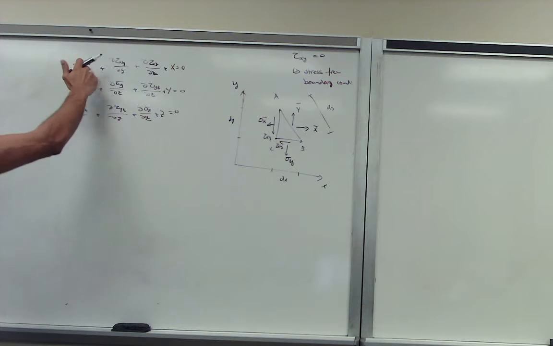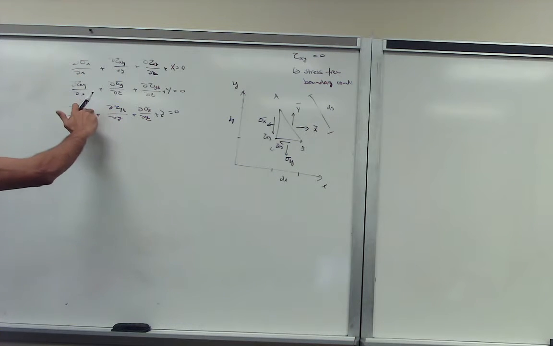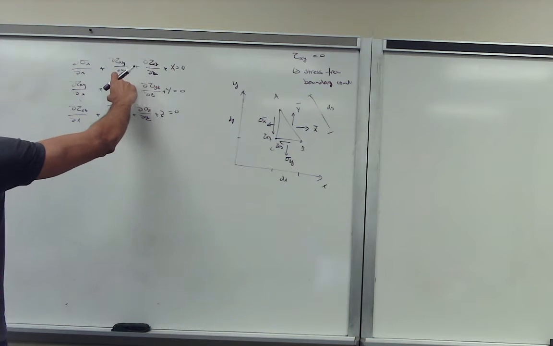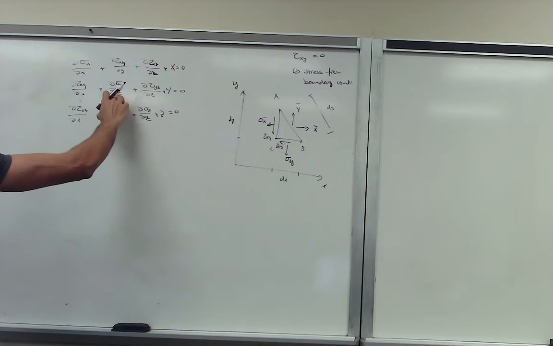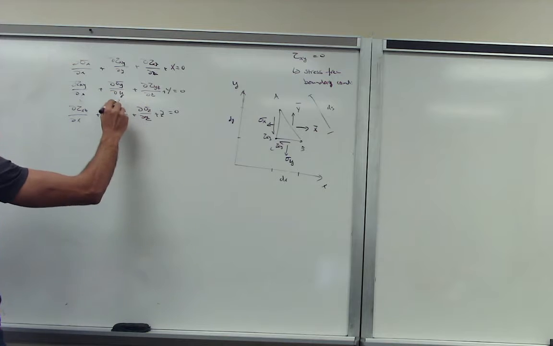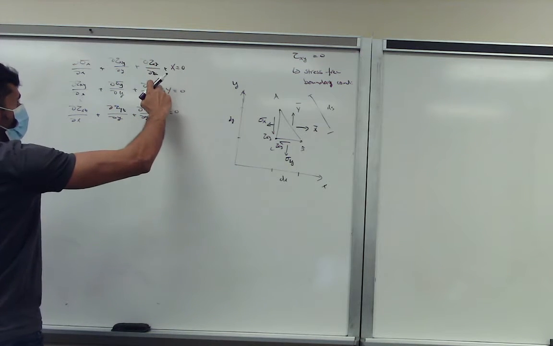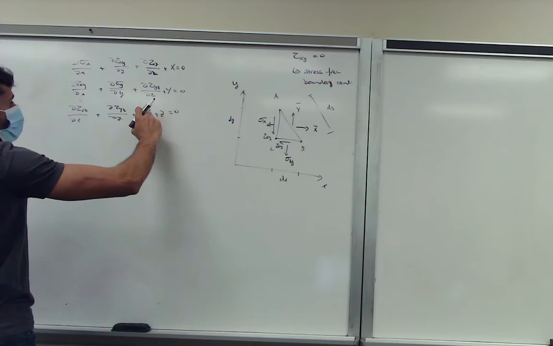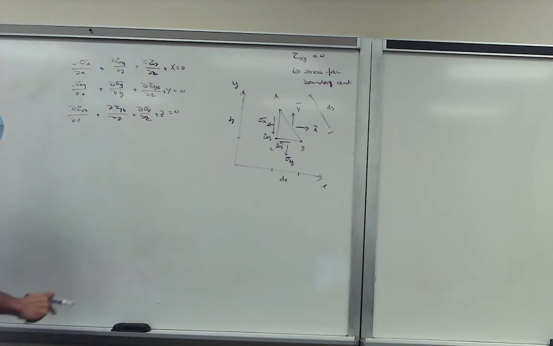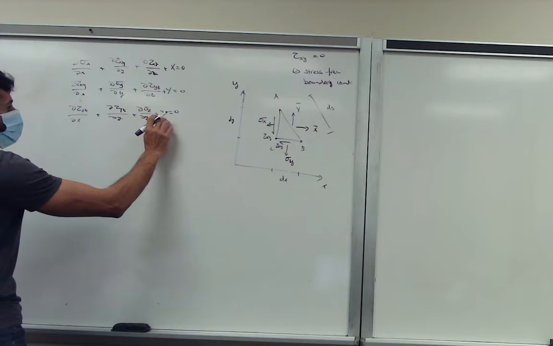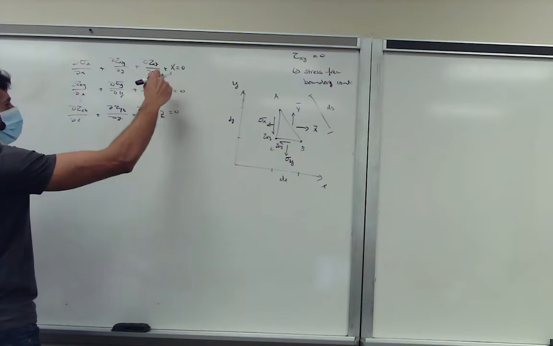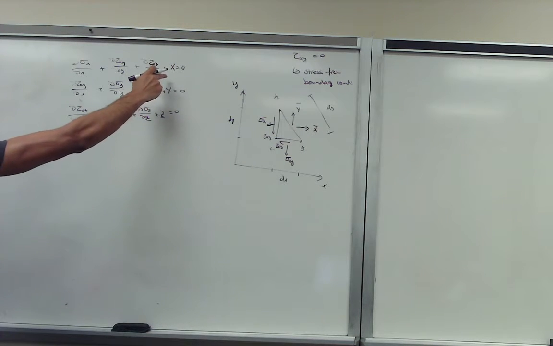So it's basically sigma x, tau xy, tau xz, all with respect to x, and then tau xy with respect to y, sigma y with respect to y, tau yz with respect to y, and then tau xz with respect to z, tau yz with respect to z, and sigma z with respect to z. And these are your body forces, the external body forces per unit volume, X, Y, and Z.